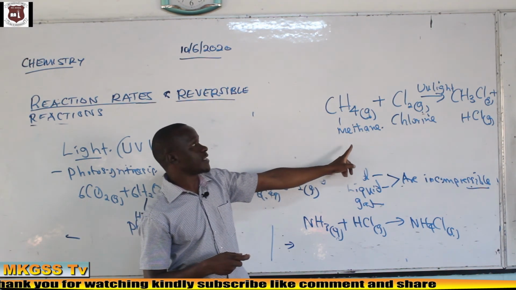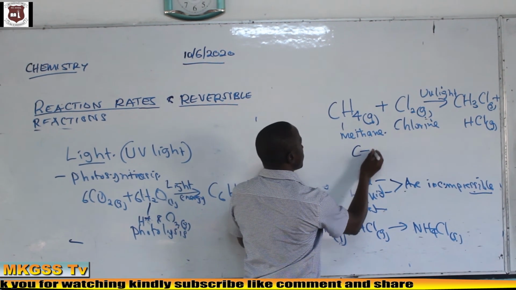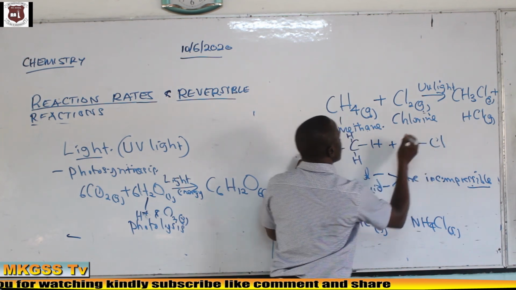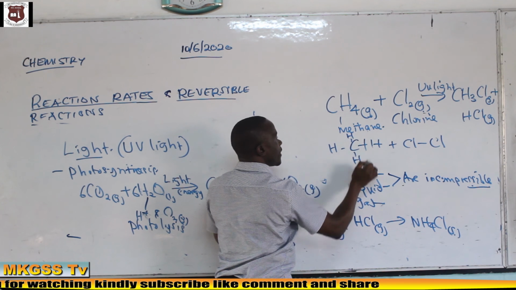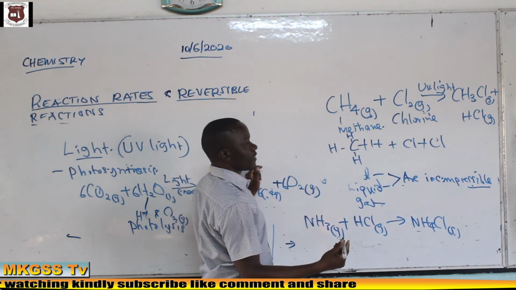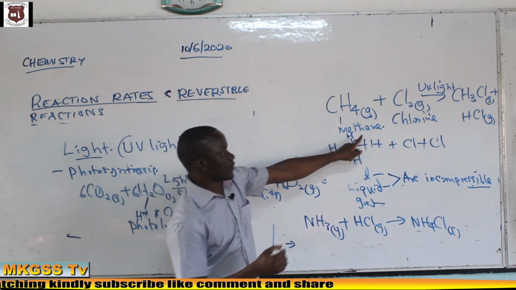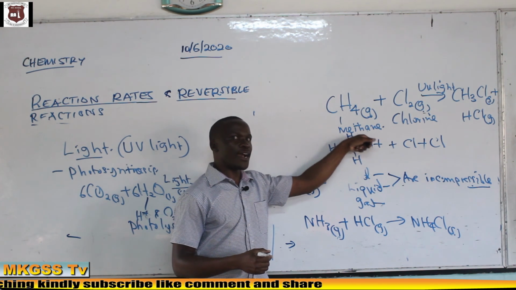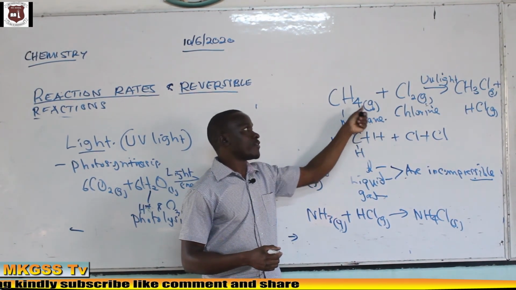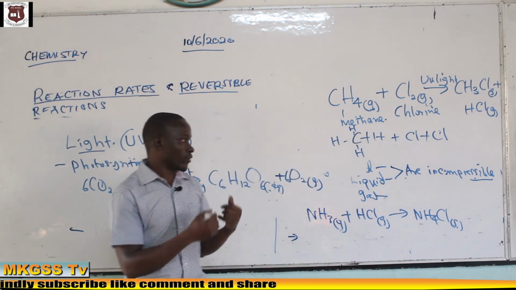Then number two, the role of light here is to cause bond breaking. If the structure of methane is like this, and then for chlorine is like this, the role of UV light is to break the covalent bond between the carbon and hydrogen, and the same energy is also required for bond formation. So light energy in this process is required for bond breaking and bond formation. Then number two, light energy provides the kinetic energy required for these atoms, the hydrogen atoms and chlorine atoms, to collide so that they can combine to form products.